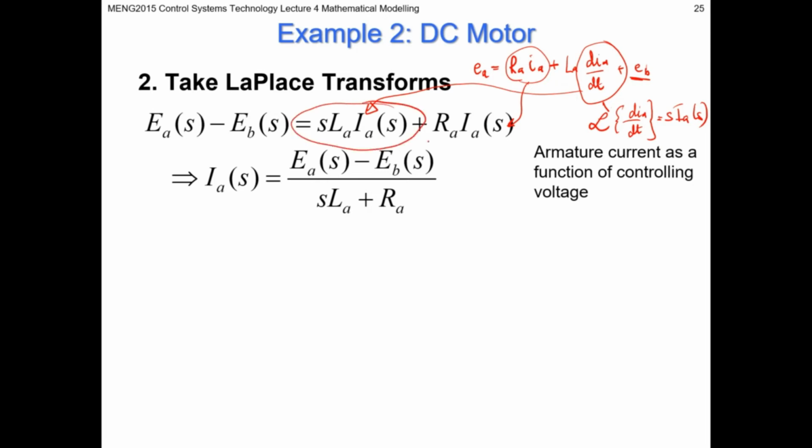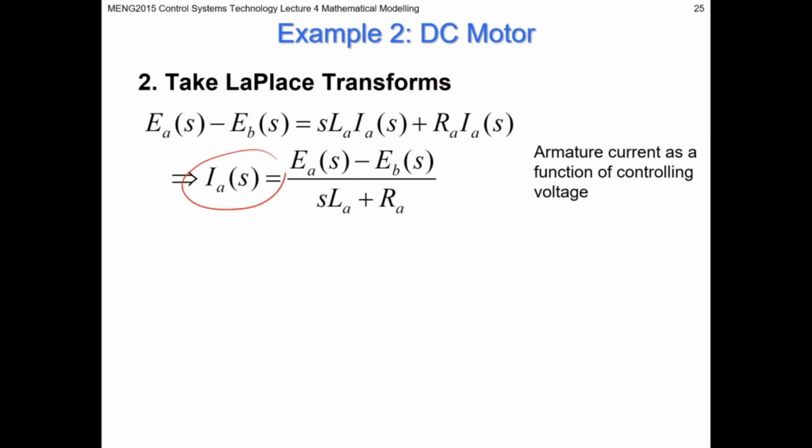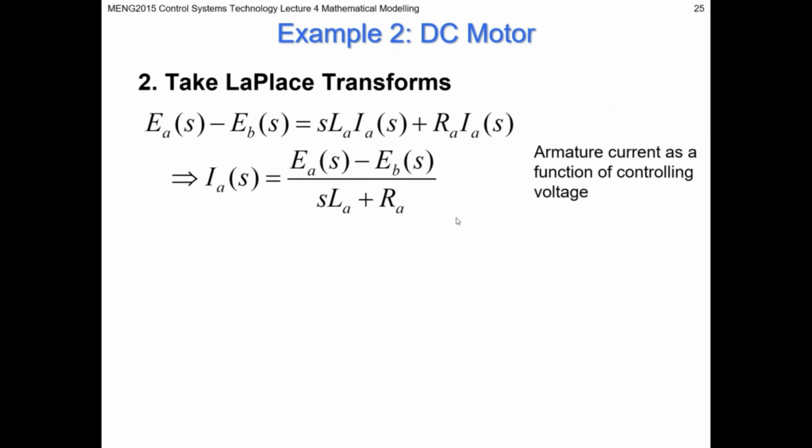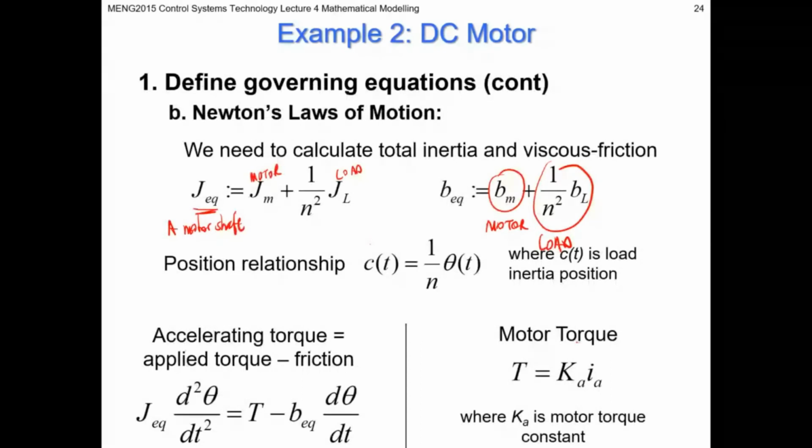And our LA is a constant, so that just remains. Rearrange this to get an expression for IA. We've got other sets of equations that we need to take Laplace of as well. We have this one. So if we take Laplace of this, TS equals KA IAS.